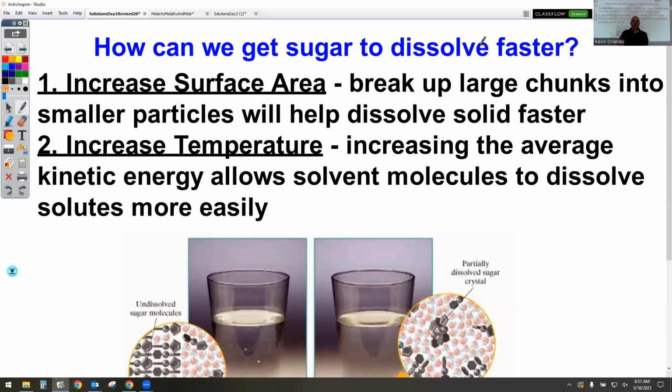So if you're adding sugar cubes to coffee, there's not as much surface area on a sugar cube compared to breaking up that cube into fine crystals. That's going to help it dissolve much faster.